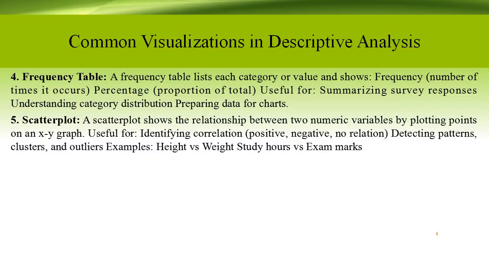4. Frequency table. A frequency table lists each category or value and shows frequency, number of times it occurs, percentage, proportion of total. Useful for summarizing survey responses, understanding category distribution, preparing data for charts.